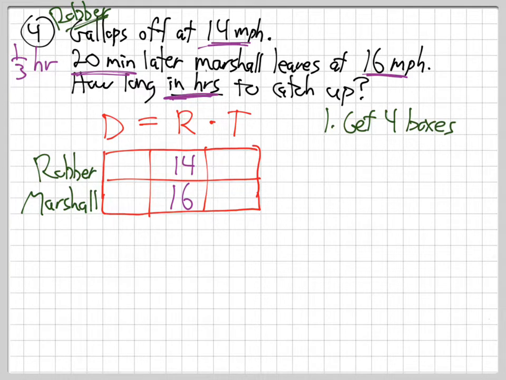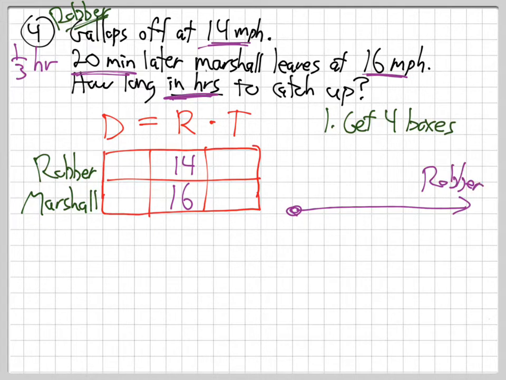Okay, so that's the first thing. We got to get over that curveball. They're trying to trick us with that changing up the time thing. So 1/3 of an hour later, the marshal leaves. Think about what that means. So a little map is always helpful, I think, or a little diagram. So we got the robber who takes off, right? Here's the robber.